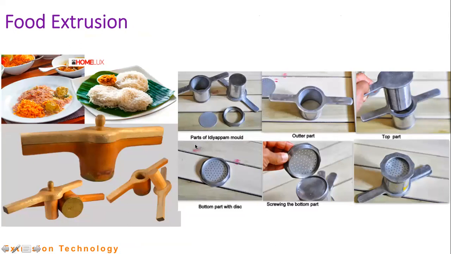And there are some string hopper makers. You can see how it is different from the previous one, and the mold, the shape of the mold, and the top part and the bottom part, screwing die. So why are they using this type of screws? Because the pressure is very high.